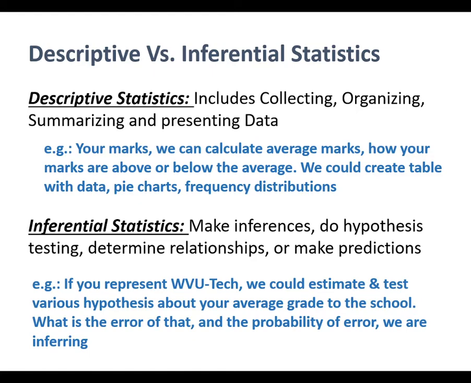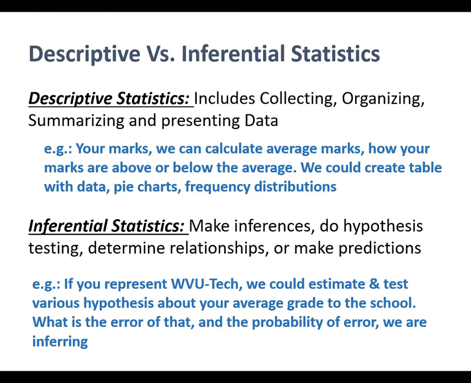So we have two types of statistics. We have what we call descriptive statistics, and it includes the following. We discussed this very fast in class last Friday. It includes collecting, organizing, summarizing, and presenting data. It has no conclusion here; you're just representing your data. For example, when we calculate your average marks and how your marks are above and below the average, we can create a table with data, some charts, pie charts, and a frequency distribution that will tell me this is the data for this class.